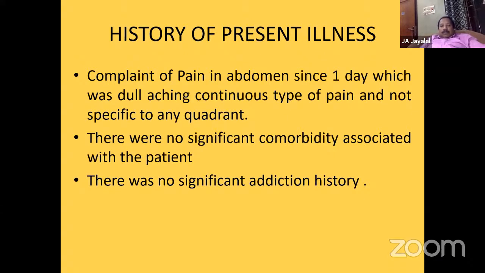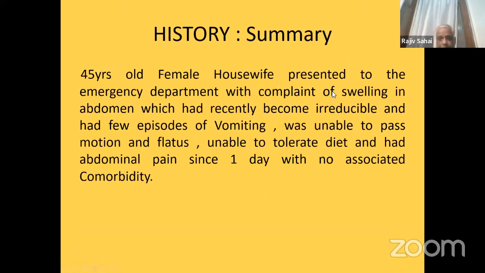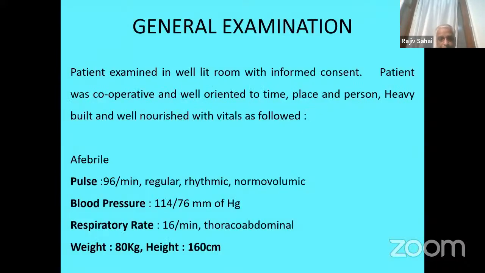Okay, go ahead. Can we go to the examination, please? What is your provisional diagnosis with the history? The provisional diagnosis is an obstructed ventral hernia, most likely paraumbilical hernia.